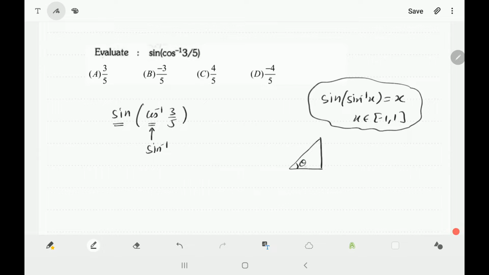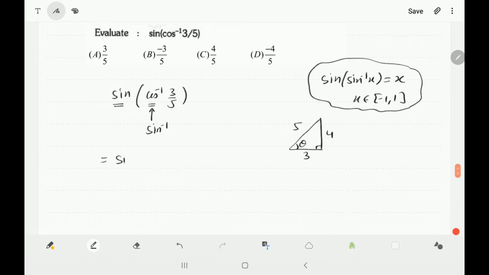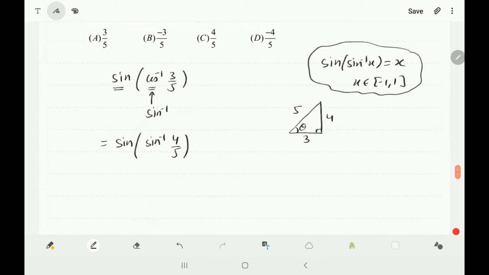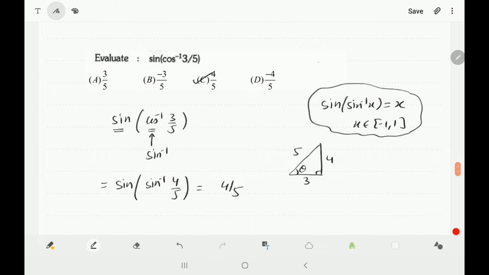So if we consider this as theta, then cos theta will be equal to 3 by 5, which is base by hypotenuse. So the perpendicular side using Pythagoras theorem will come out to be 4, and we can write this term as sine inverse 4 by 5. Now sine will cancel sine inverse if 4 by 5 is in the domain. 4 by 5 is less than 1 already, so this value will be equal to 4 by 5. So the answer for this problem is option C. I hope it is clear.